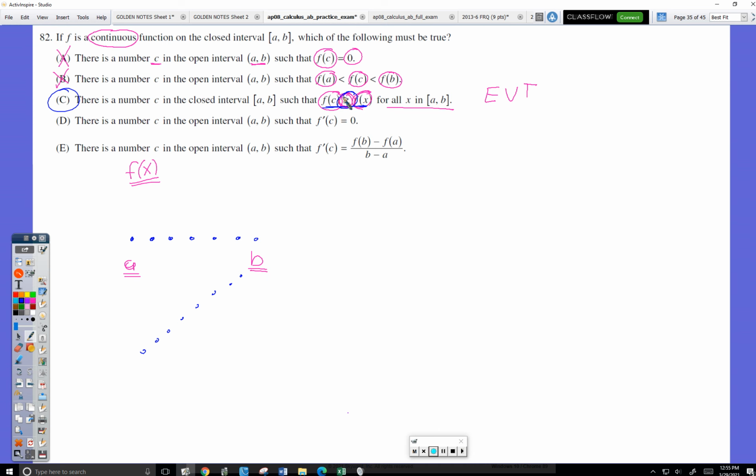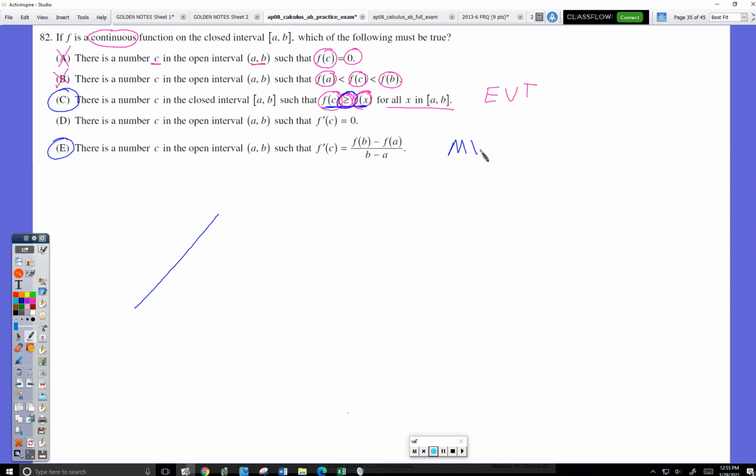There is a number c such that, so they're saying you have a function f. Are you guaranteed that if this function f is continuous, somewhere the slope of f will be 0? No. You don't know. f could just go up, like so, and then there'd be no slope of 0. Okay, E is the mean value theorem.